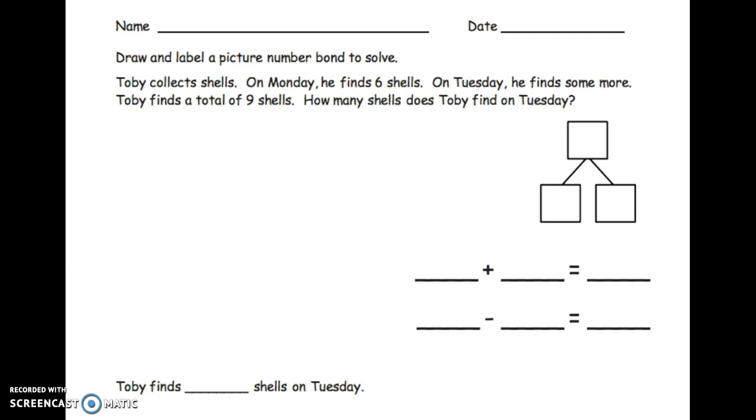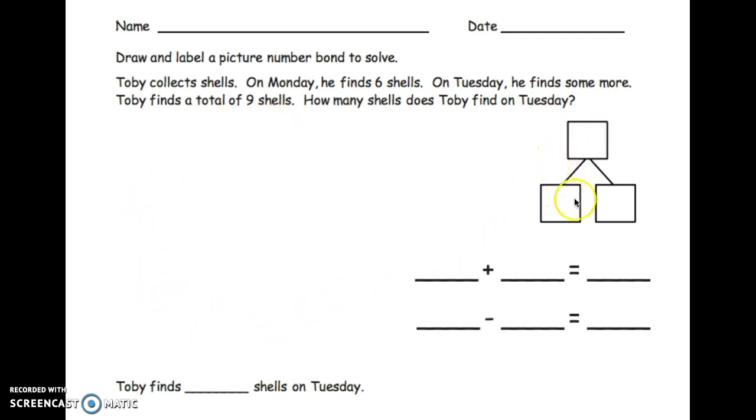All right, friends, we are going to be drawing picture number bonds to solve a problem. You learned about picture number bonds in the Lesson 30 math video. You will be drawing your picture number bond in this empty space.